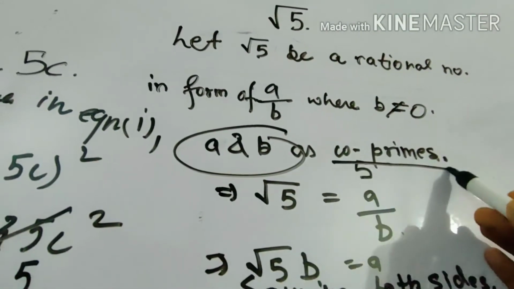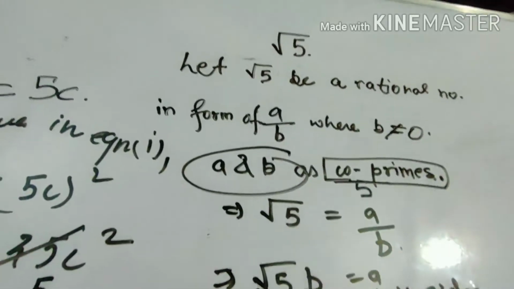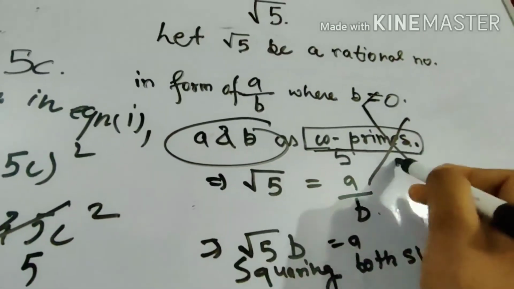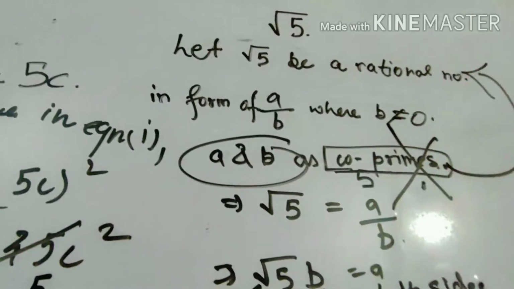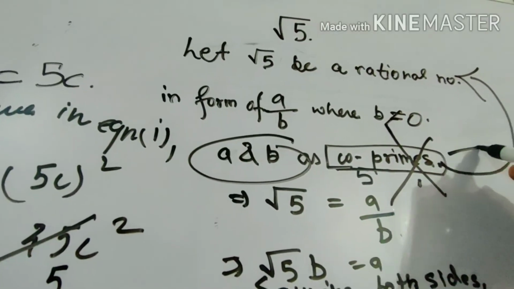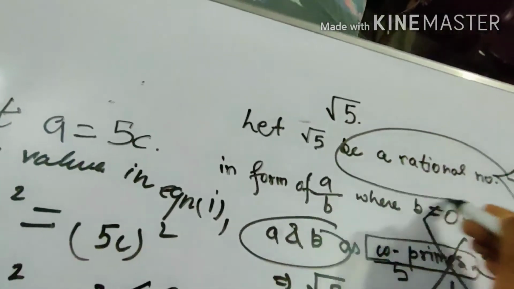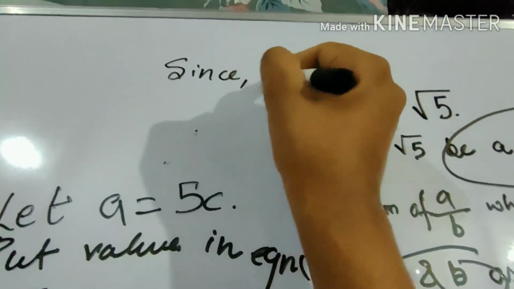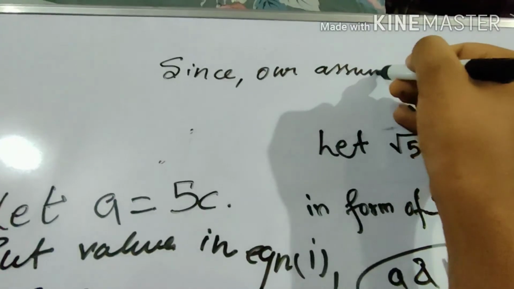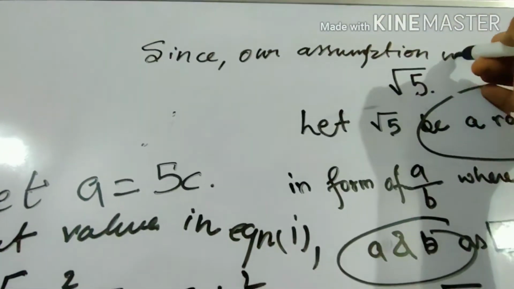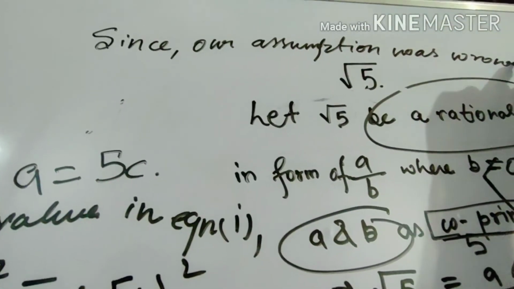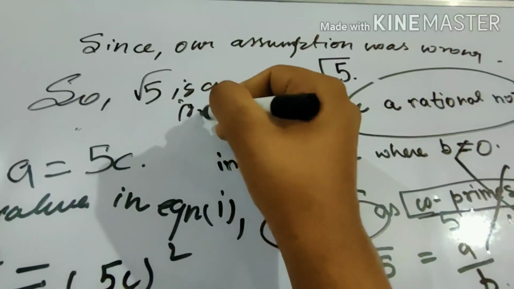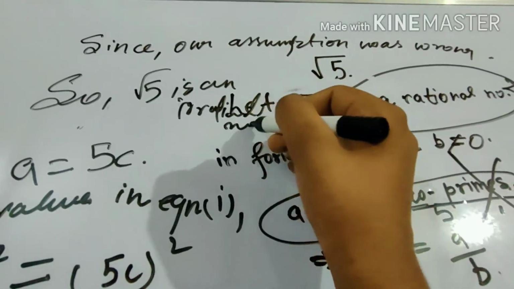We assumed that a and b are co-prime, but since they have another common factor 5 other than 1, they are not co-primes. So our assumption that root 5 is rational has been wrong, which contradicts the fact that root 5 is rational. So at last you will write that since our assumption was wrong, root 5 is an irrational number.